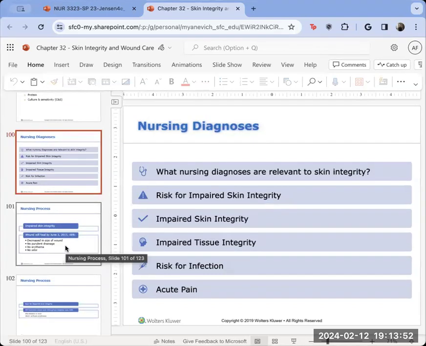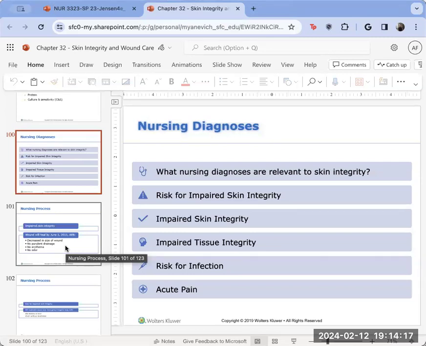Nursing diagnoses are the things that you would expect to see related to the skin, right? Risk for impaired skin integrity related to immobility, evidenced by patients on bed rest post-operatively. That's an example of a nursing diagnosis, the reason and why. Impaired skin integrity, let's just say they have a pressure injury. You could use that, as well as impaired tissue integrity.